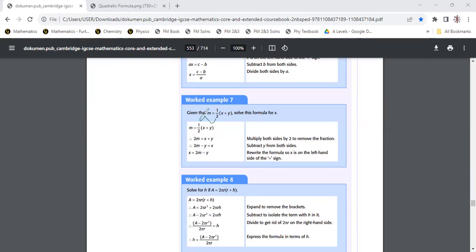We multiply by 2 to give 2m. 2m is x plus y. Then we just minus y to get 2m minus y. What's our priority here? Get rid of the fractions, number 1. And then move any variables like x plus y, you just minus y to get your answer.